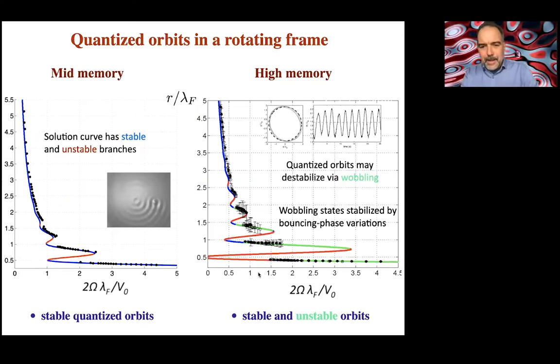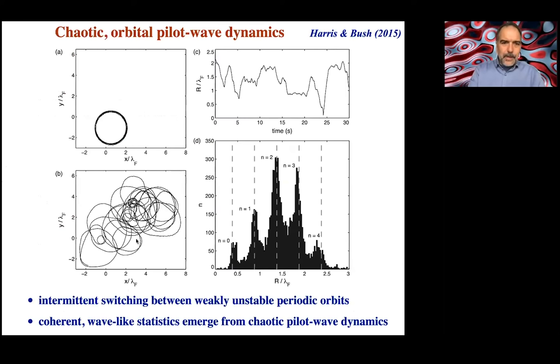Turns out that in the lab, some nonlinear effects stabilize these wobbling solutions, but nevertheless, as you go to higher and higher memory, these circular periodic orbits become progressively more unstable until finally you get to a situation where it's chaotic and the drop switches between these unstable orbits. Okay, so if we look here, this is relatively low memory, a single stable circular orbit. At higher memory, it basically jumps intermittently between these weakly unstable circular orbits.